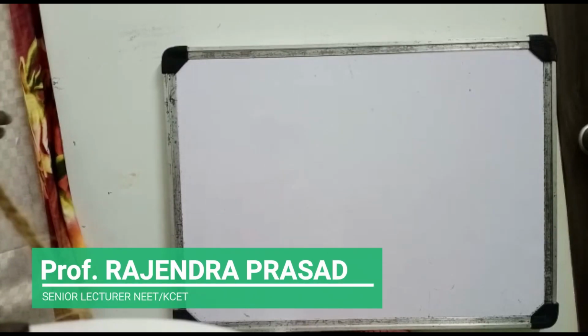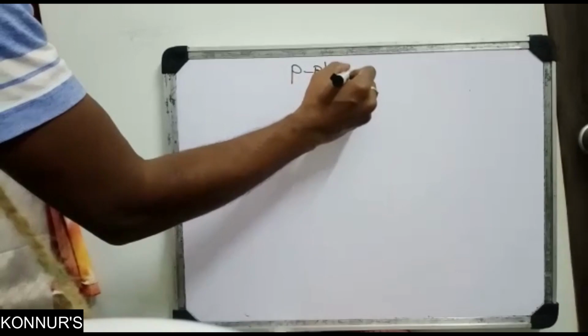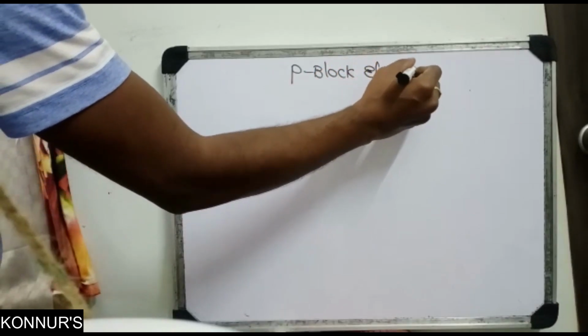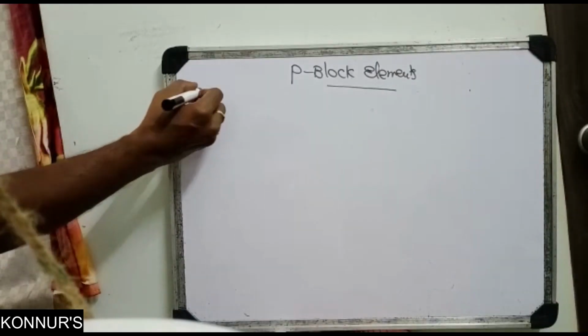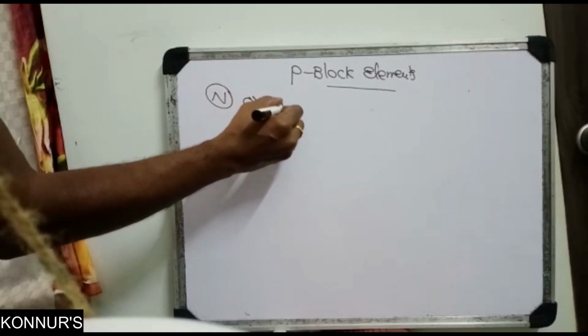Okay, now we are discussing P block elements, in particular oxoacids. In the previous class we discussed the oxoacids. Now we will discuss their structures, starting with the nitrogen oxoacids.